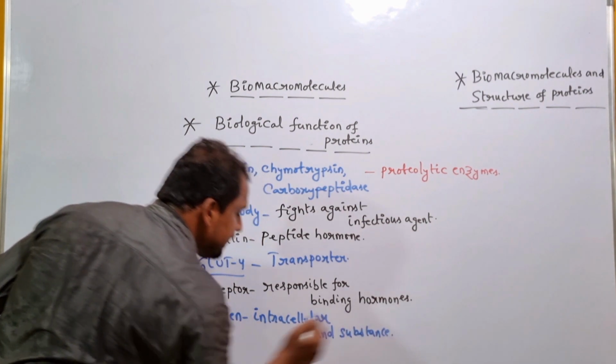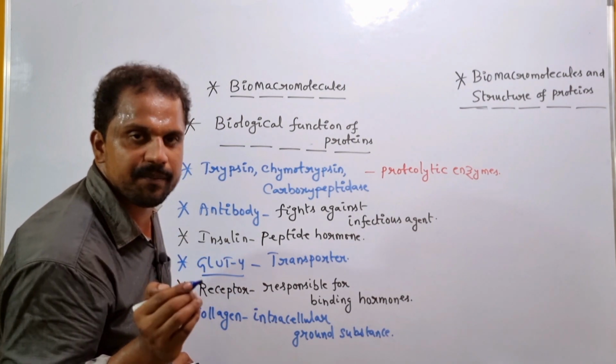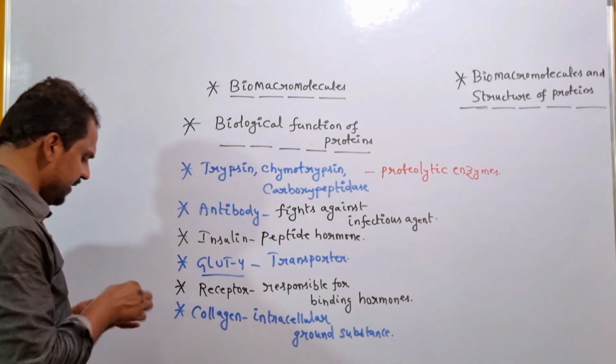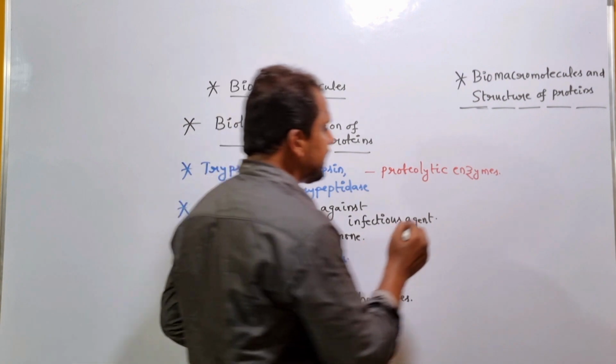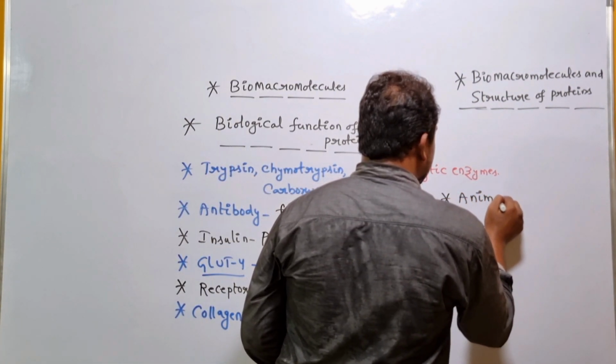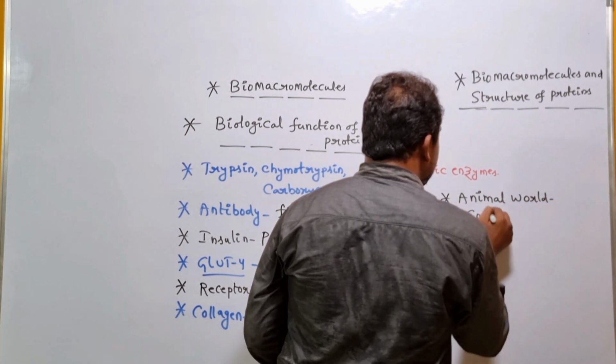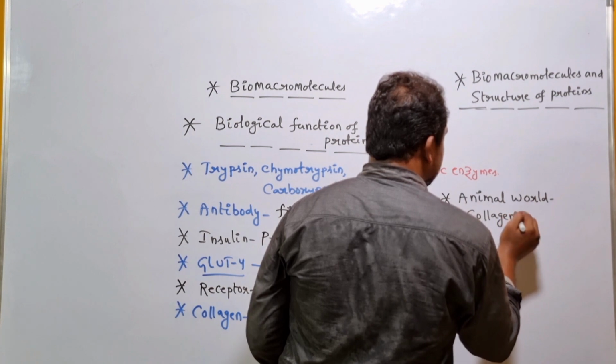Is it clear? It is the extracellular matrix protein which is most commonly observed only in case of vertebrates. So here in case of the animal kingdom, collagen is the most abundant protein.